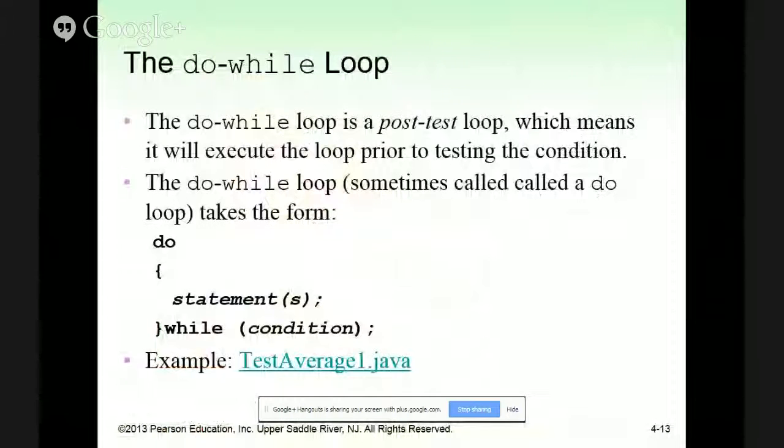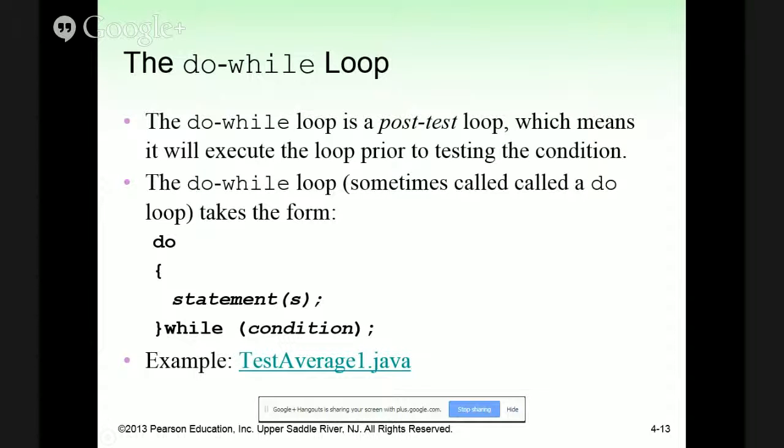All right. Back to loops. The next type of loop we're going to look at is the do-while loop. This is a post-test loop. So this means that the Boolean expression is evaluated after all of the statements are executed at least one time.